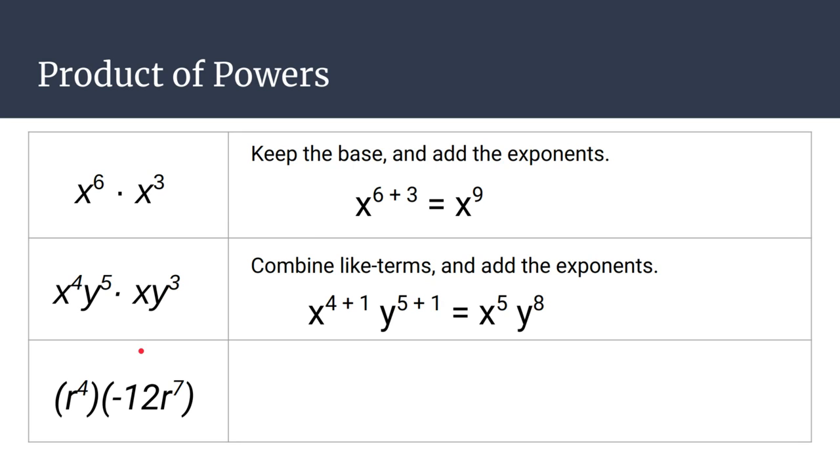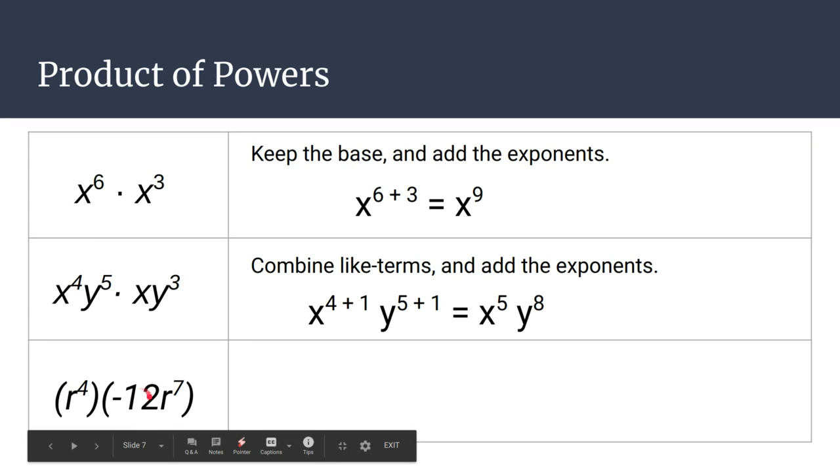My last example here is r to the 4th times negative 12 r to the 7th. So whenever you have just constant numbers in the front, you're going to keep them. So there's a 1 in front of this r that we don't see, and we have a negative 12 here. So it's going to act like 1 times negative 12.